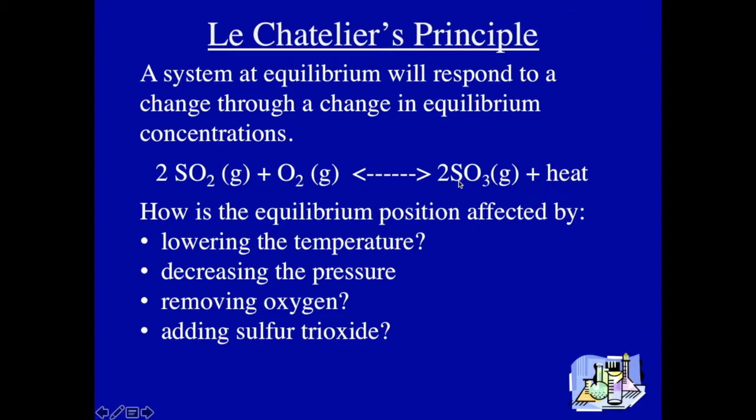If I removed oxygen, well, that would be like the reverse reaction. More sulfur trioxide will decompose to replace the oxygen that is taken out. So I'm going to shift my reaction to the left. If I add sulfur trioxide, same thing. I'm going to increase the amount of sulfur dioxide and oxygen that would form from decomposing sulfur trioxide.